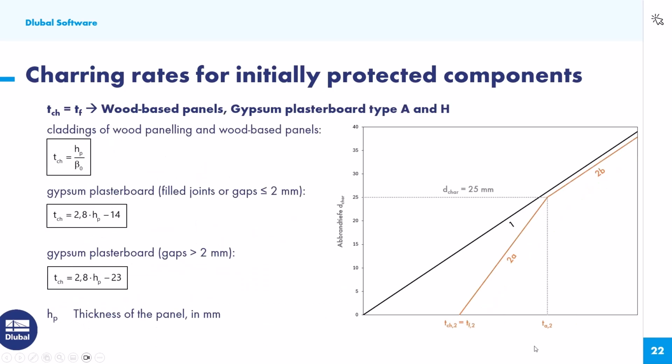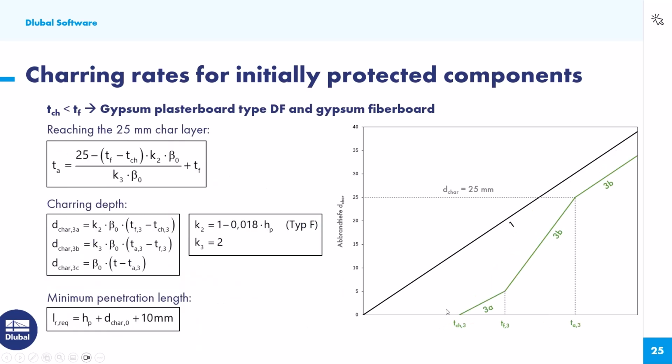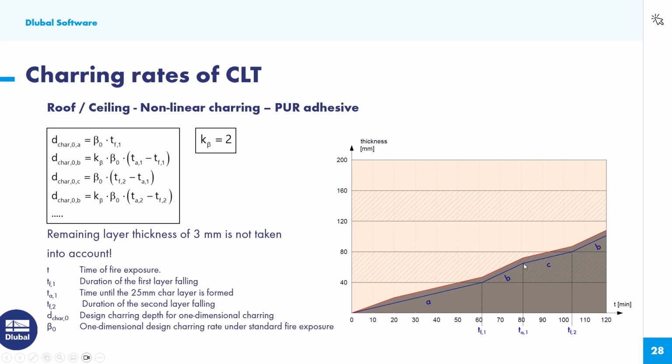Let's switch to this slide, to this one. Yeah, to this initial protected components. And here we go. Then when the char layer actually reaches 25 millimeters, we can continue with the normal charring rate, and then it starts from scratch. So from here again, and so on, and so on. But of course, this is 120 millimeters, and you see for 0.65 millimeters, we get an effective charring depth of around, let's say, 110 millimeters or something. Yeah, let's have a look at it in detail afterward. Okay, also the 3 millimeters should not be taken into account. Yeah, and this is for roofs and ceilings.